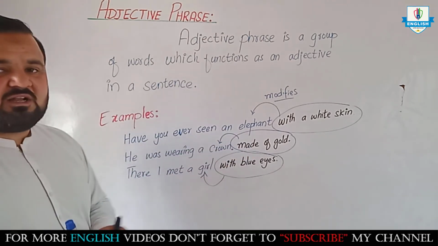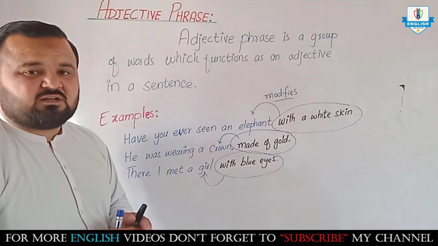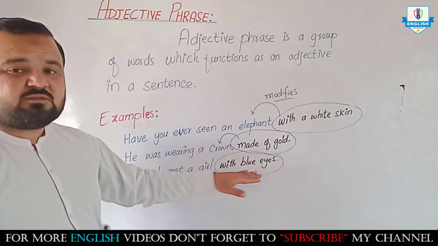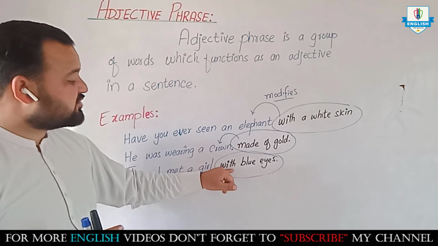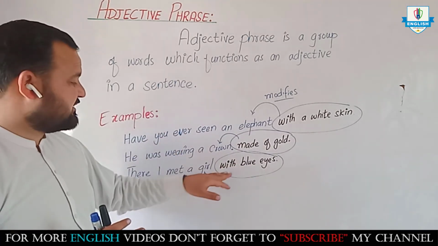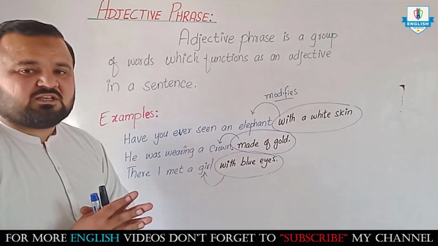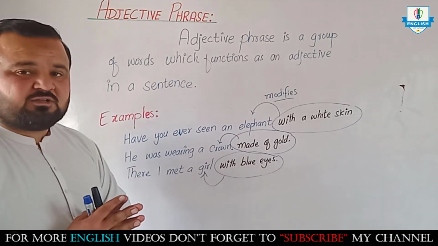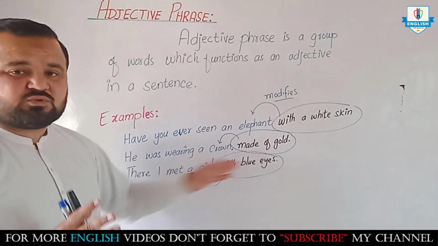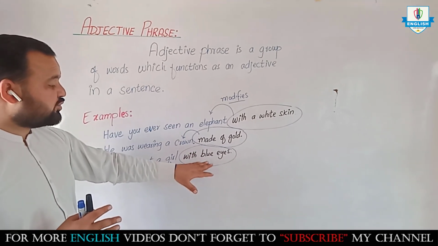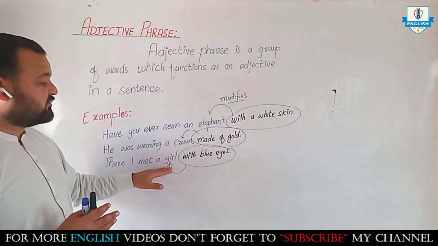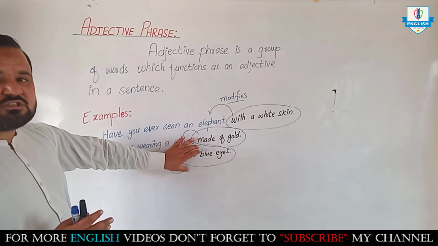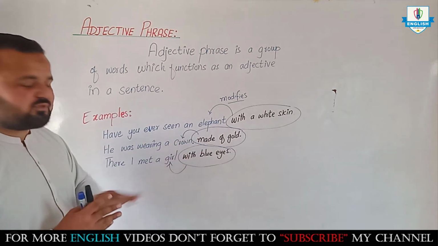I met a girl. I met a girl. Which one girl? So this group of word modifies this noun. So this group of word is known as adjective phrase. With blue eyes, जिसकी आंखें नीले थे. Got it? जिसकी आंखें blue थी, उसके साथ में मिला. So this group of word modifies this noun. So this is working as an adjective. So this group of word is adjective phrase.